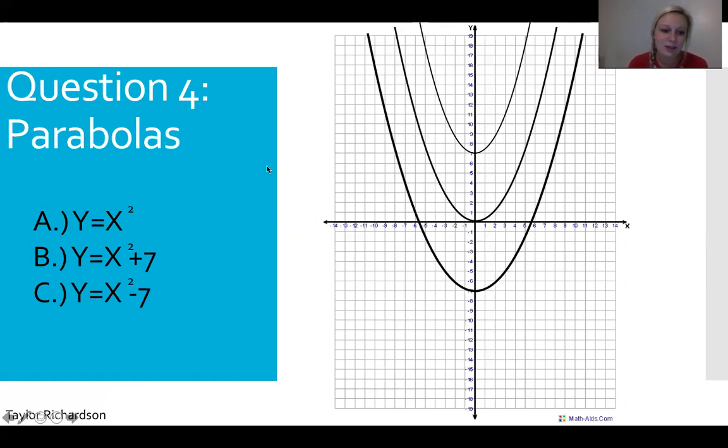And the next two, part B and part C, x squared plus 7 and x squared minus 7, you can probably guess that the 7 is going to be the y-intercept. So x squared plus 7, x squared is going to be your curve, and then 7 is going to be your y-intercept. So this top parabola is y equals x squared plus 7, and then the bottom parabola is y equals x squared minus 7, and the minus 7 is the y-intercept, and the plus 7 is the y-intercept.